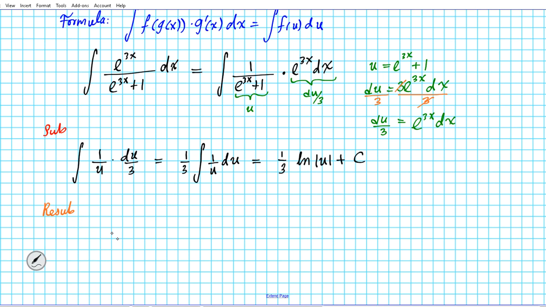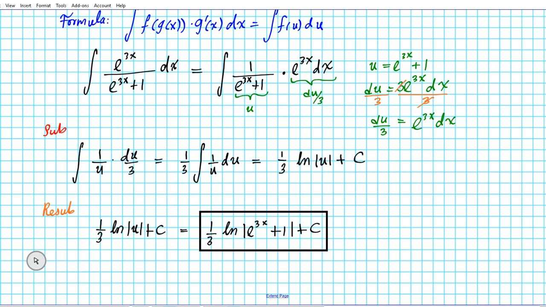So the answer we got was 1/3 times the natural logarithm of the absolute value of u plus c. So when we resub, this is going to become 1/3 of the natural logarithm of the absolute value of e to the 3x plus 1 plus c. And there goes your final answer. Okay? Alright, now we have some practice problems for you to try out to demonstrate that you have mastered the art of integration using u substitution. Alright, so let's have you go ahead and try these.